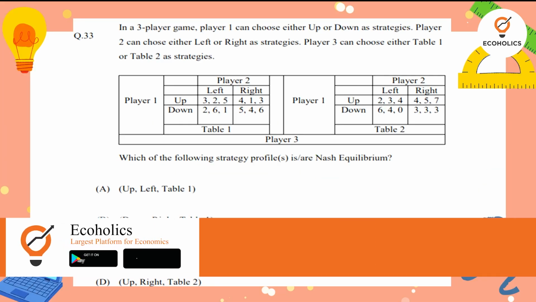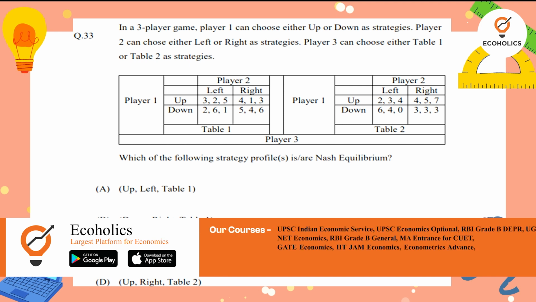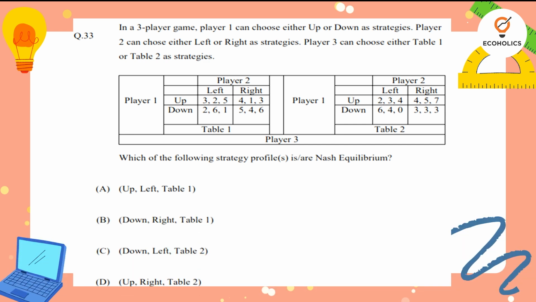In a 3-player game, there are 3 players: player 1, player 2 and player 3, and each of them has 2 strategies to choose from. For player 1 it is up and down, for player 2 it is left and right, and for player 3 it is either table 1 or table 2. You are expected to find the Nash equilibrium or equilibria. Which of the following strategy profiles is a Nash equilibrium?